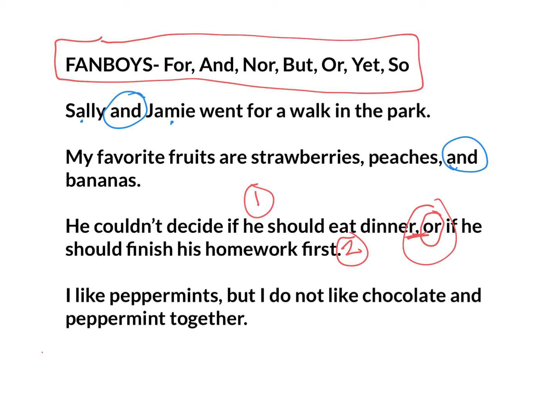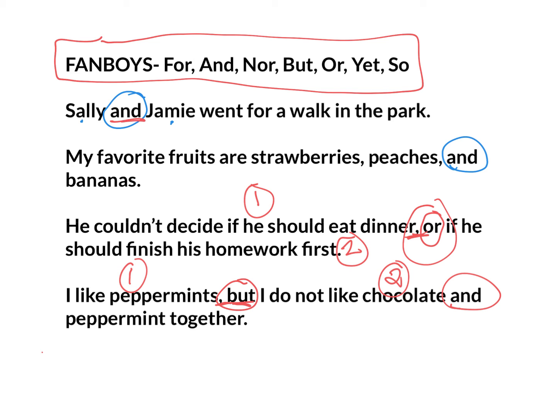And then one more sentence. I like peppermints, but I do not like chocolate and peppermint together. Oh, so this sentence has 2 conjunctions in it. This first one is connecting I like peppermints. That's one sentence, one complete idea. I do not like chocolate and peppermint together. That's my second idea. So, but has to have a comma with it whenever it is connecting 2 sentences.